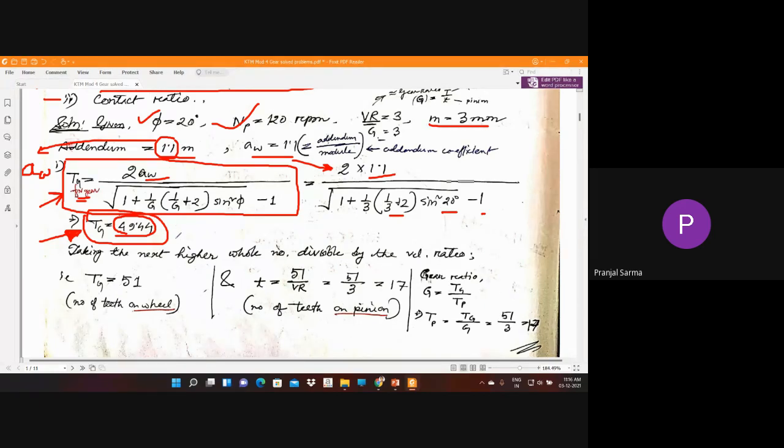Number of teeth, can it be a fractional value like 49.44? These are discrete, right? Suppose one tooth, then a second tooth, then 30, 40, like this. Yes or no? Are you getting me?